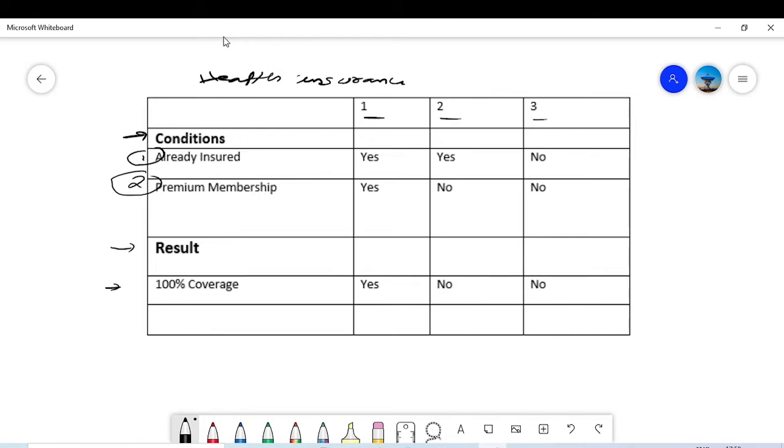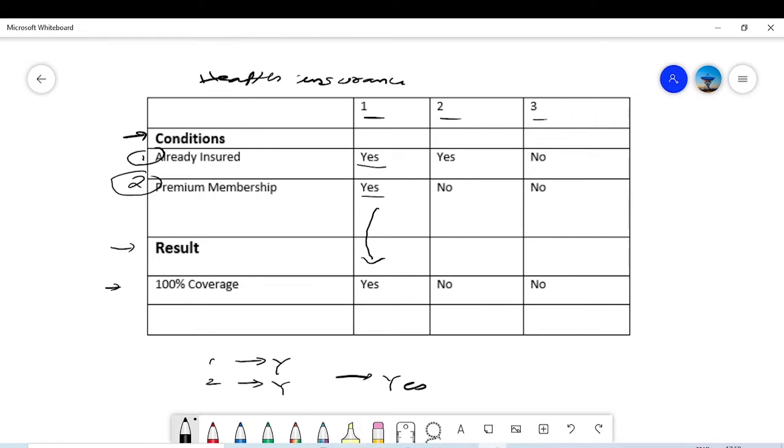Normally in the ISTQB exam you are provided this table, and based on that you have to answer some questions. Let's say I ask you: if you are already insured, yes, and you are a premier member, so both conditions are true. This could be a question in the ISTQB exam. Then tell me, will you get 100% medical insurance coverage or not? You will go to the table, and as in the question both conditions are true, you will go to the result and say, yes, I will be 100% covered. So your answer will be yes.